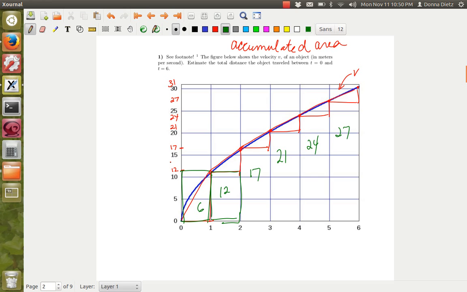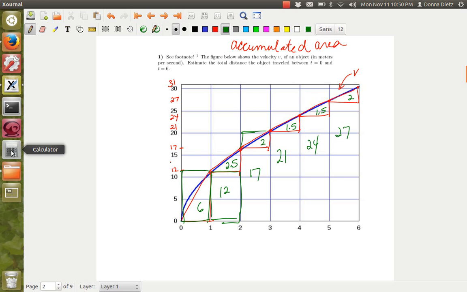that's 6. 12 to 17 is 5, so you get a height of 5, so 2.5. 17 to 21, that's 4, so 2. I'm just figuring out what the rectangle would be and then dividing by 2. Okay, from 21 to 24, that's 3, so this triangle's about 1.5. And this is about height 3, so again 1.5. Height 4, so about 2.